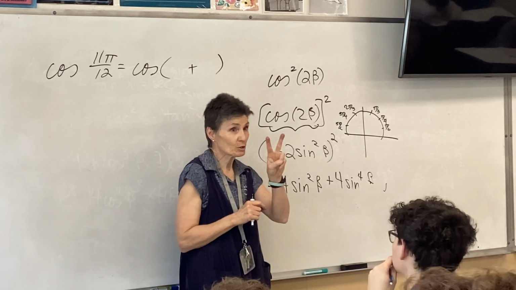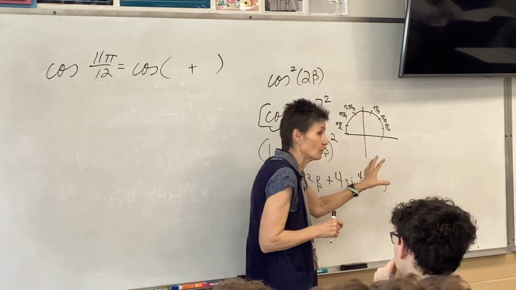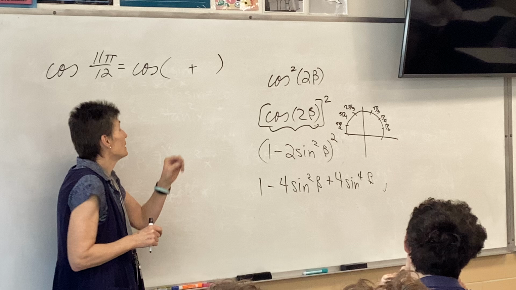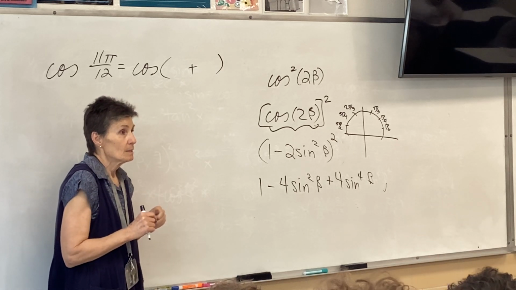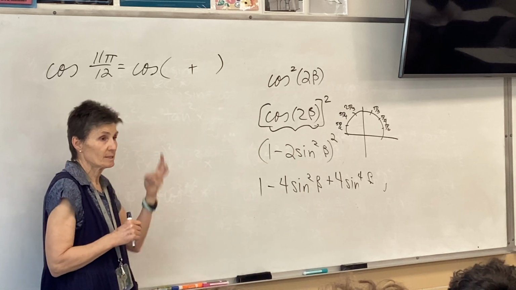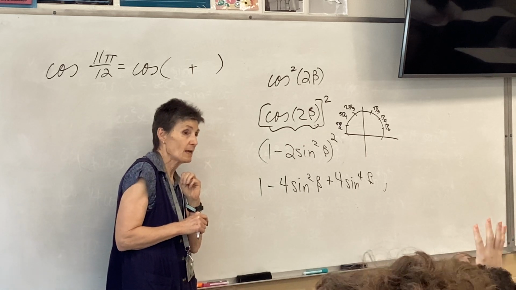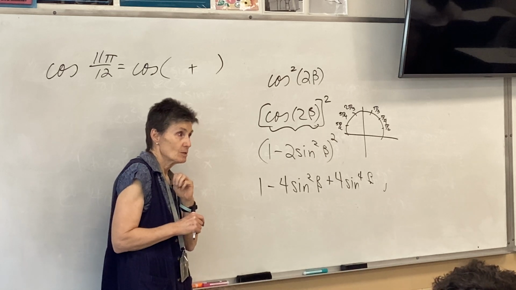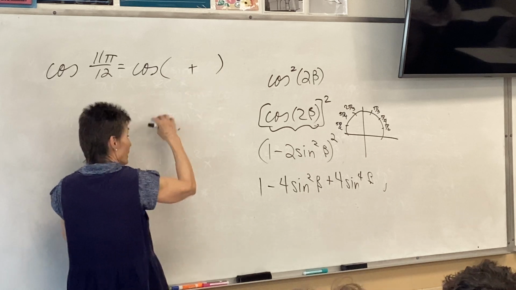I want you to come up with 2 of them, any 2, from anywhere on the circle, that either add or subtract to give you 11 pi over 12. Okay? So if we're using those, I'll need one with a denominator of 3 and a denominator of 4. That would give me 12. So what are 2 of those that will either add or subtract? I put a plus, it could be a minus.